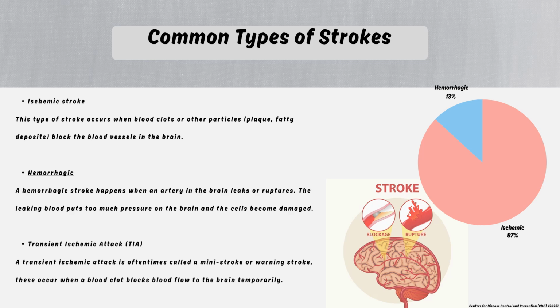The last one is a transient ischemic attack, or a TIA. These are also oftentimes referred to as mini strokes or warning strokes. TIAs occur when the blood flow to the brain has been temporarily blocked. These types of strokes usually self-resolve and dissipate within 5 minutes, however they may last longer depending on the stroke. As the name suggests, a TIA is a warning stroke, and recognizing and treating a TIA can reduce your risk of a major stroke in the future.